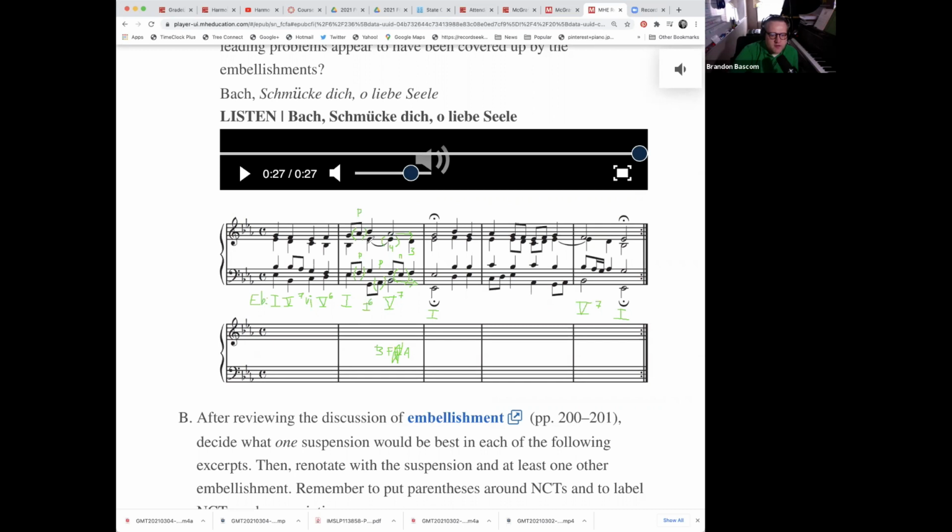And this is interesting. This is a suspension. Well, I guess it's just a suspension. Sorry. So I think I've labeled all my non-chord tones.